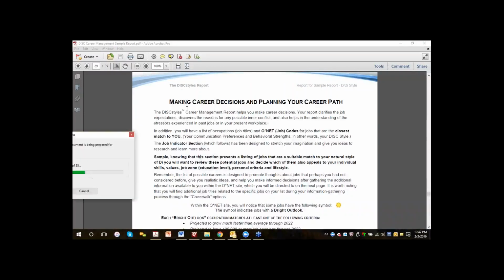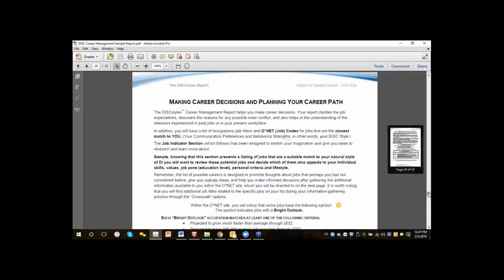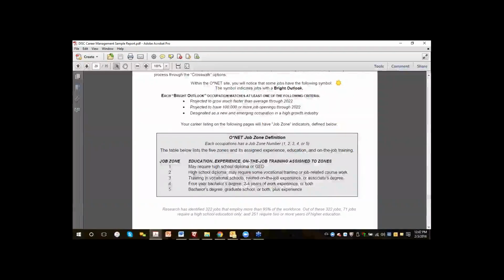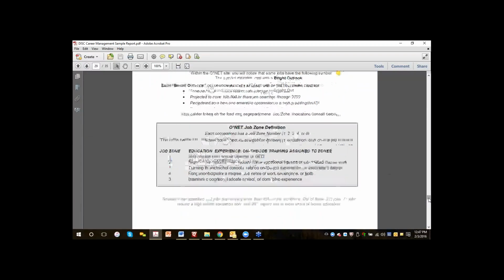Let's move this over here. It starts on page 29 of this report, making career decisions and planning your career path. This is tied into the United States government ONET site, which is the occupational network. It describes a little bit about what it is. It tells you the job zone numbers are all about what education is typically required for that occupation.